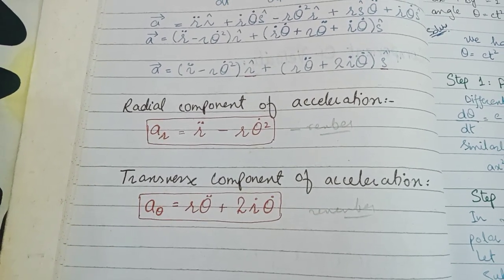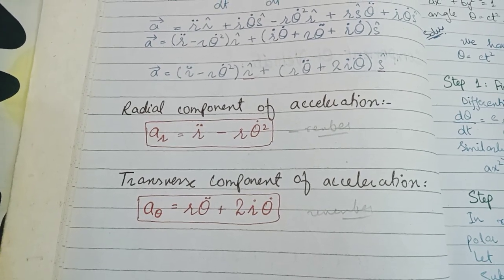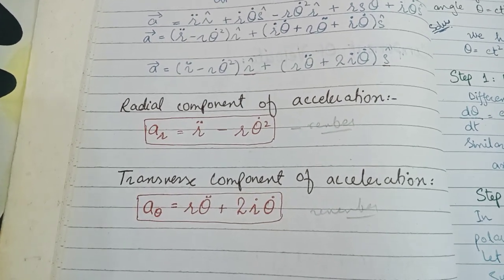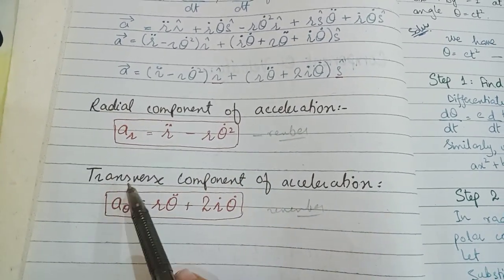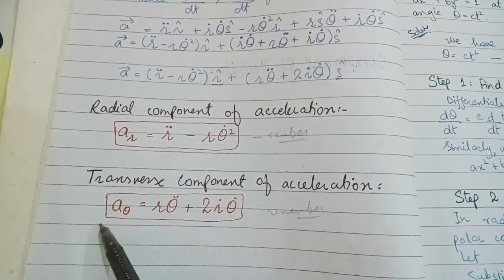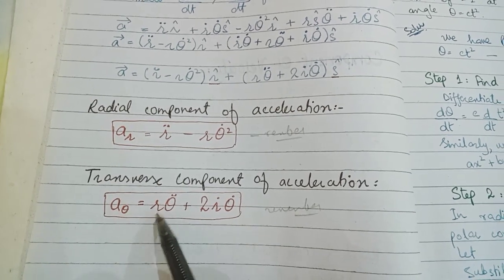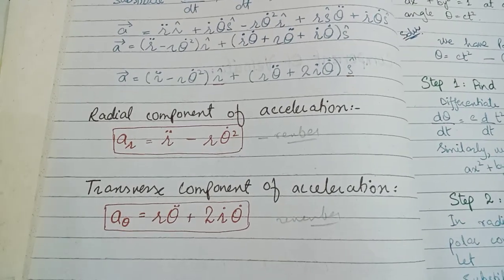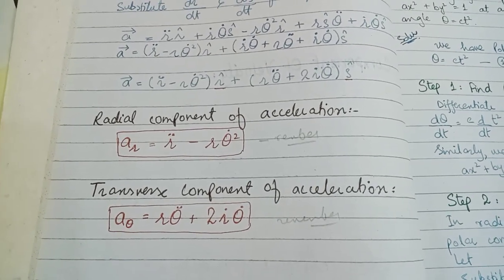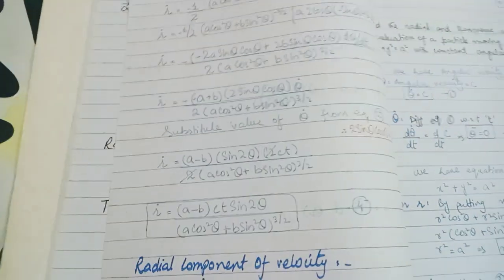The first formula is for the radial component of acceleration, which is a_r equals r double dot minus r theta dot square, and the second formula is to find the transverse component of acceleration, which is a_theta equals r theta double dot plus 2 r dot theta dot. By using these two formulas we are going to solve question number 6.